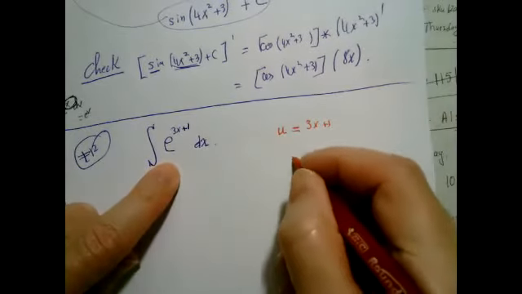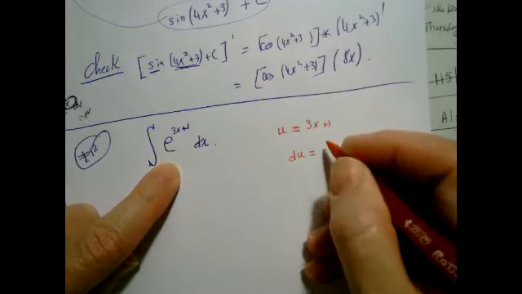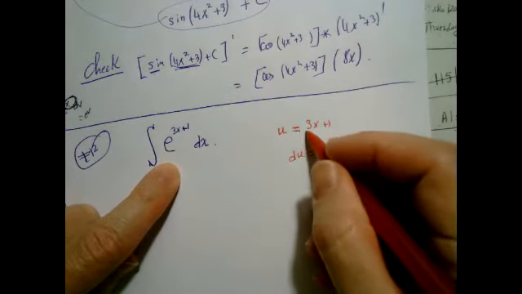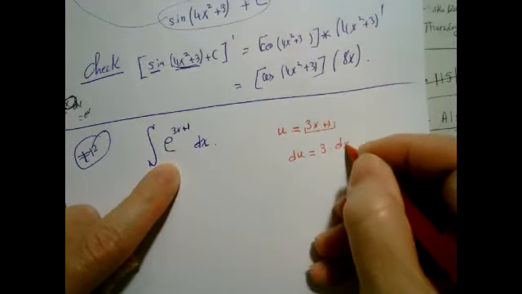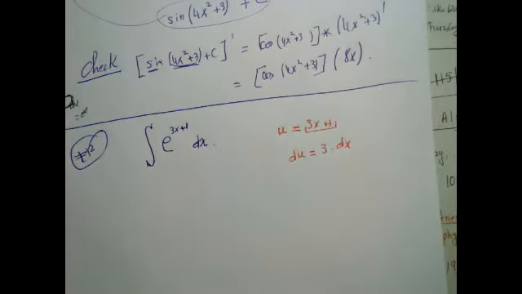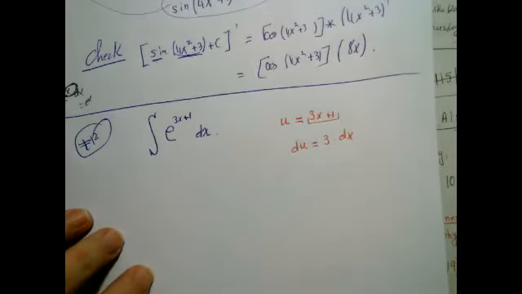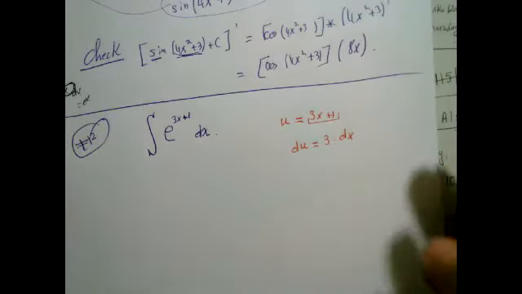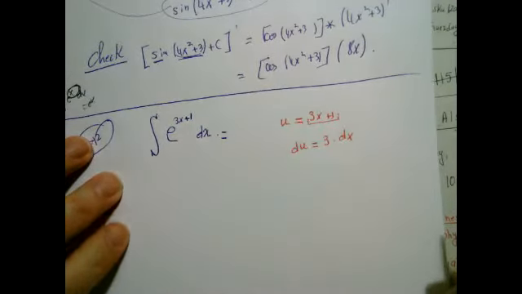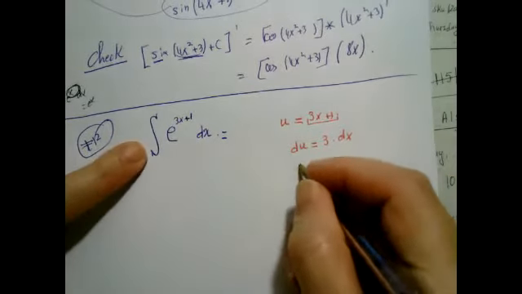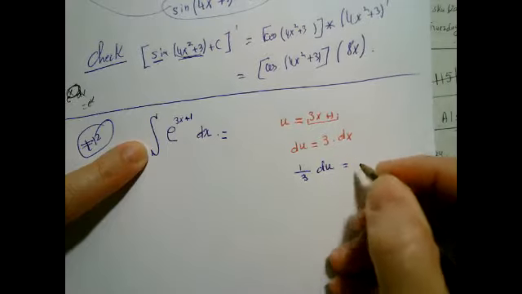All right, keep going. What's the du? The du turns out to be 3 dx. Right, it's the derivative. The dx, remember, is a delta x. Don't act with it like it's something weird. Think of it as a delta x, like an object. It's not like nothing. Then you divide each side of du equals 3 dx by 3.